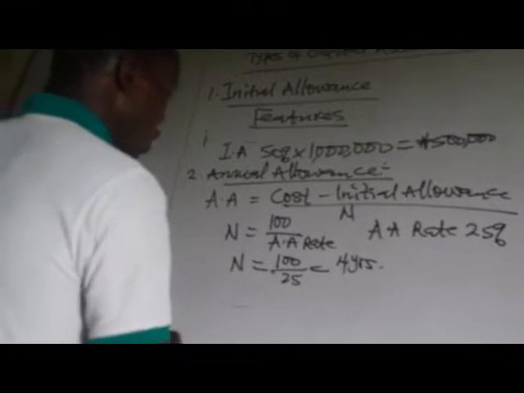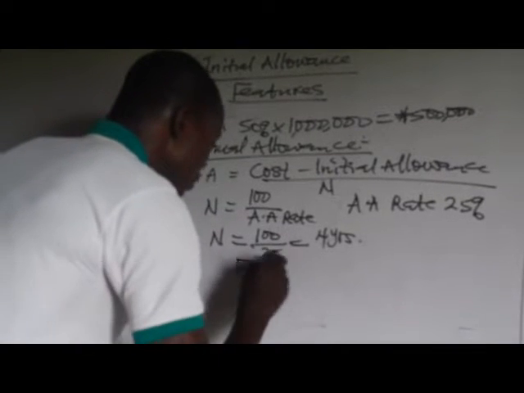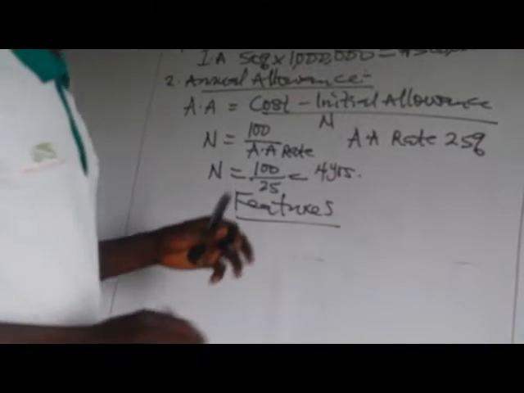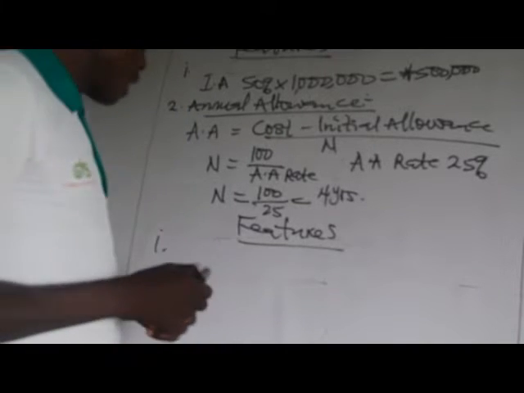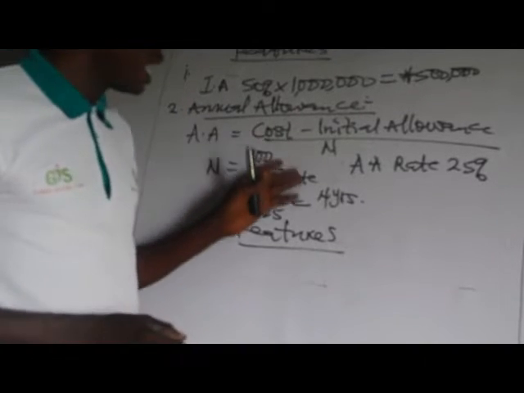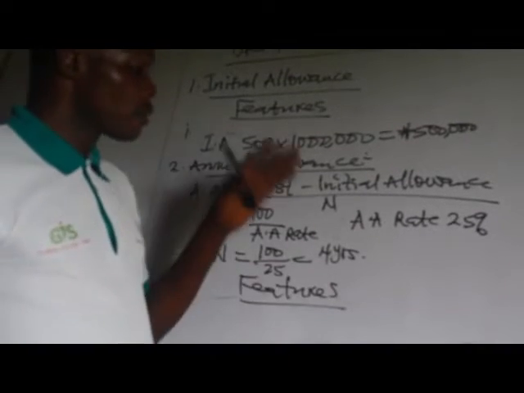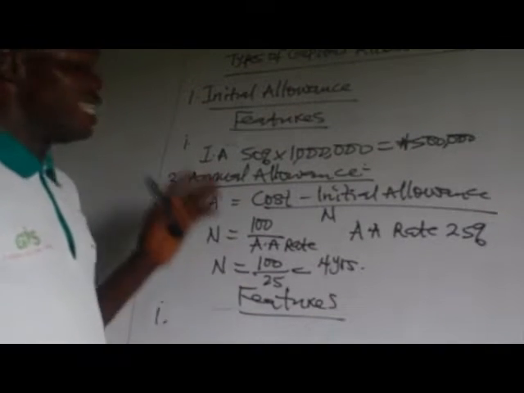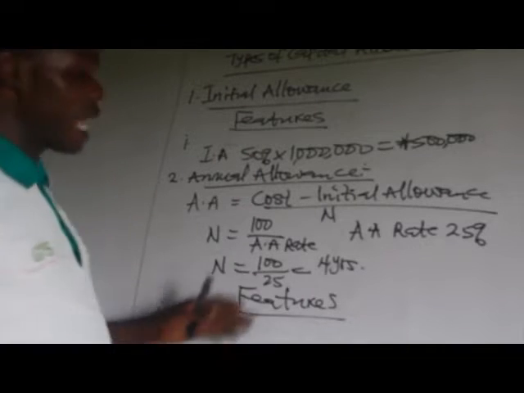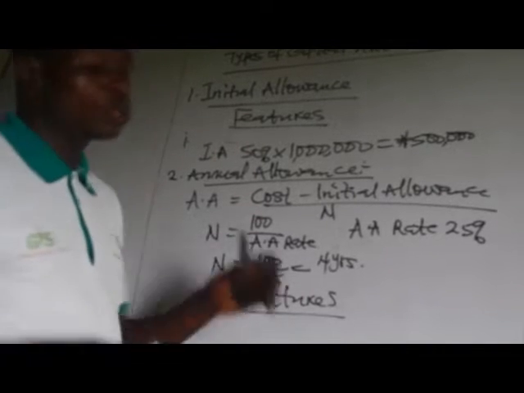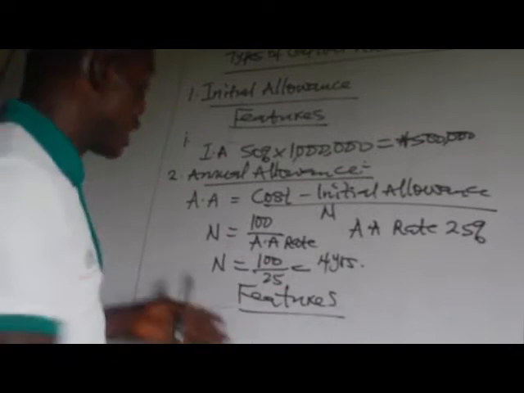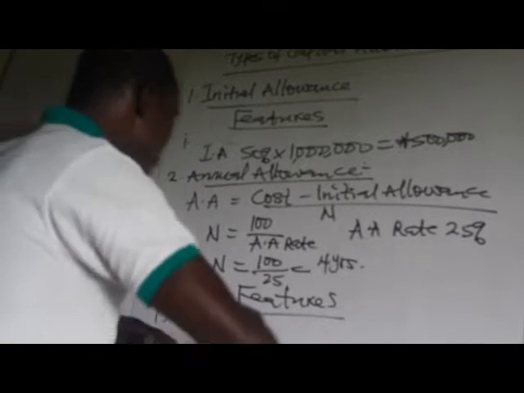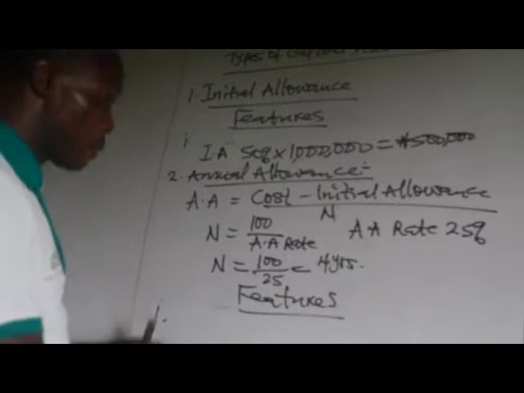What are the features of annual allowance? Number one, it is calculated on a straight line basis. Number two, it can be prorated. That is, you can apply time apportionment to annual allowance. Where the number of months in the basis period is less than 12 months, then you can apply time apportionment to your annual allowance. So it can be prorated.